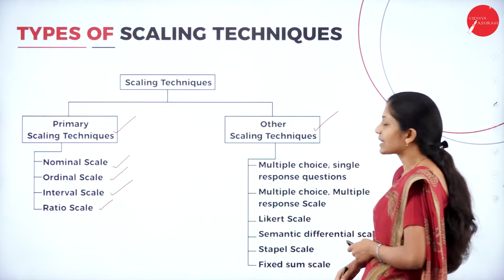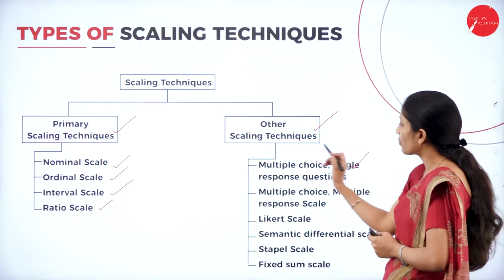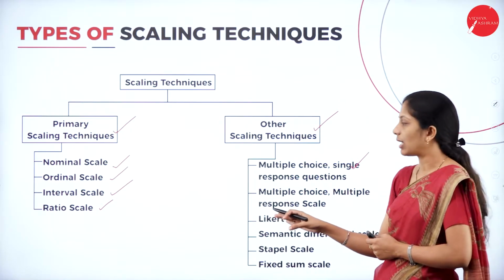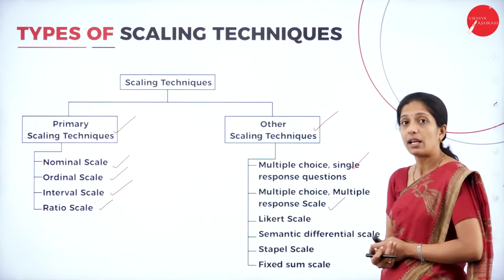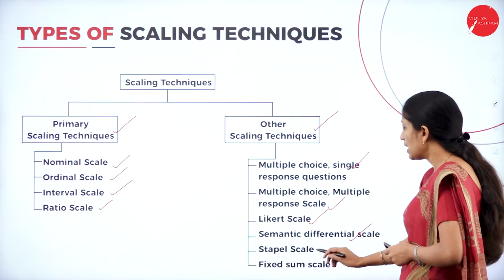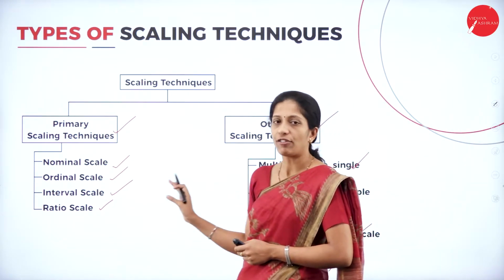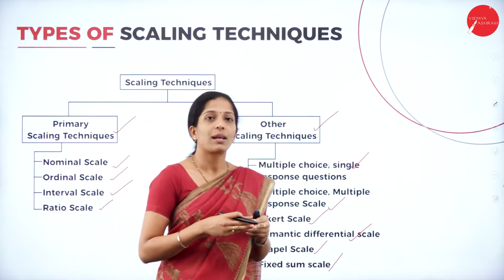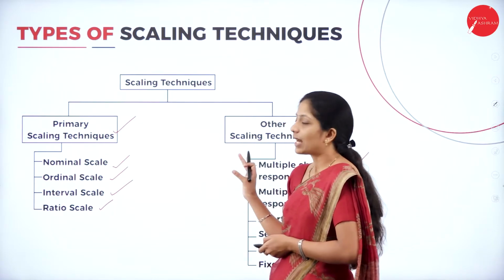Now coming to other scaling techniques, we have multiple choice or single response questions. Most questionnaires use this type. Next is multiple choice or multiple response questions. Next are the Likert scale, semantic differential scale, stapel scale as well as fixed sum scale. These are the various types of scaling techniques. This is a very important question from the examination point of view. They might ask what is scaling and what are the various types of scaling techniques. So let us go one by one.